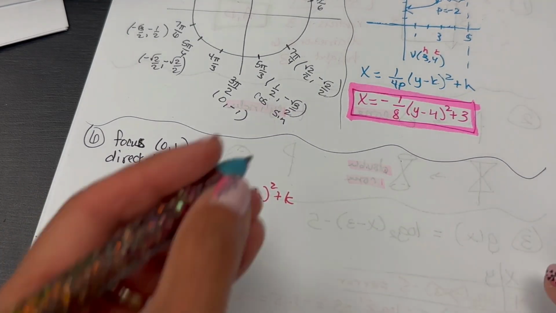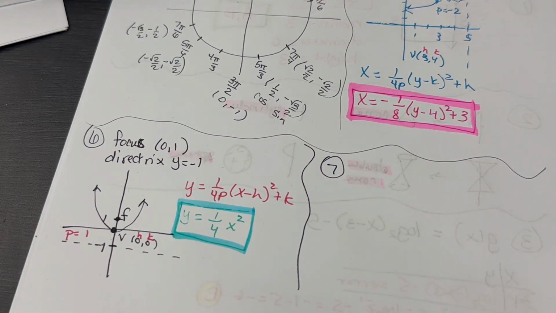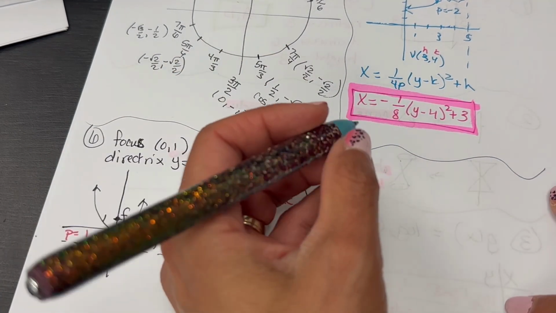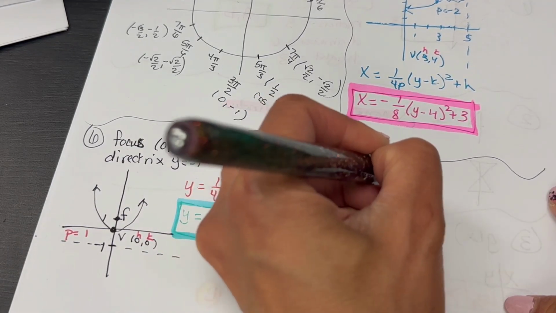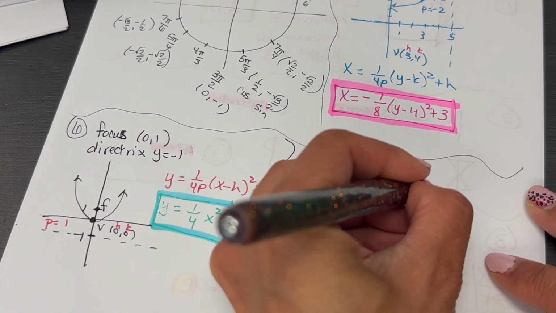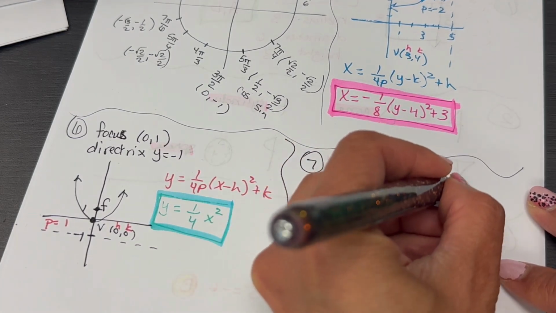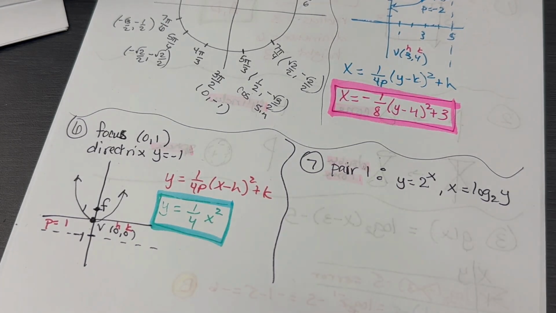Number 6. Since I have that space, I'll put number 7 over here. Number 7, it says consider the pair of functions given in the first column. Determine if the two functions are equivalent after expressing the functions in logarithmic form and comparing them. So we have exponential form to logarithmic form. So let's look at pair number 1. Okay, so we've got y equals 2 to the x and x equals log base 2 of y. We need to see if they are equivalent or not.